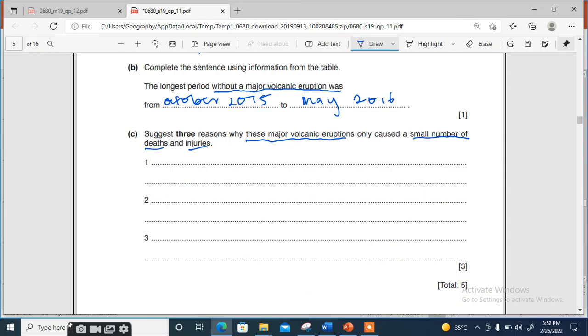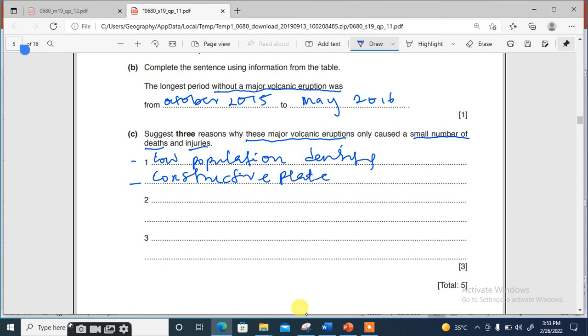Next is: suggest 3 reasons why these major volcanic eruptions only cause a small number of deaths and injuries. The reasons are based on how to manage volcanic eruptions, ways you use to protect yourself. If it causes a small number of deaths and injuries, the first thing you need to look at is maybe they have low population density. You can also have things like maybe it's in a constructive plate boundary, so not a destructive eruption. And in a constructive plate, what happens? Lava flows slowly.